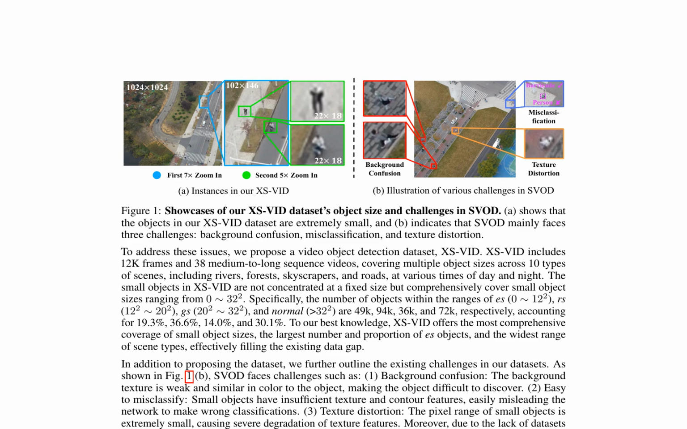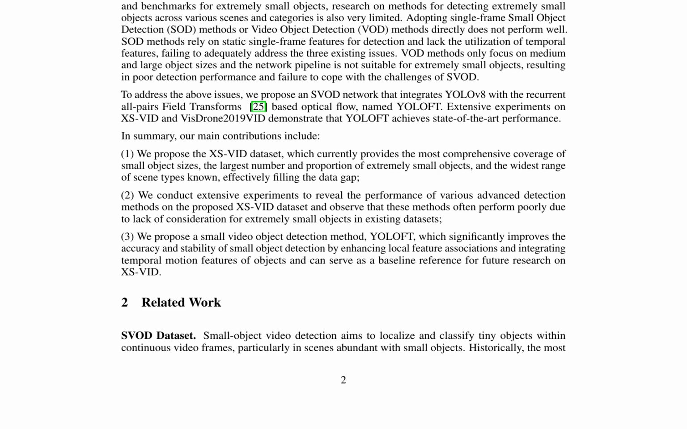The XS-VID dataset highlights 3 significant challenges in small video object detection: background confusion, misclassification, and texture distortion. These challenges are not adequately addressed by existing single-frame small object detection methods or video object detection methods, which either neglect to utilize temporal features or focus on medium and large object sizes.